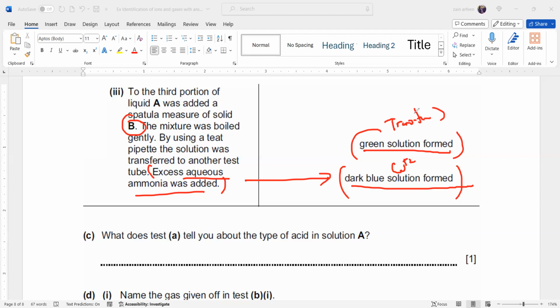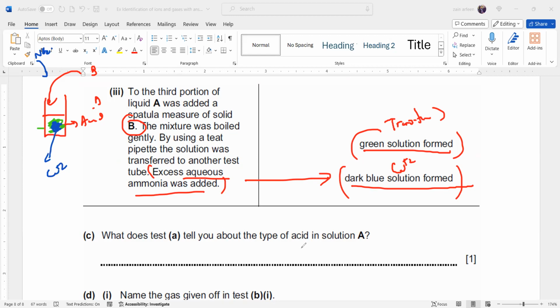Yes, when you burn it, it will give a blue-green flame color. But this is not burning. What we did, we have acid A and we add substance B. When acid A reacted with substance B, the solution turned green. It means the salt which is formed from compound B with A is green in color. But to this substance, when we add aqueous ammonia or ammonium hydroxide, it will form a blue solution. This confirms that the ion which is present is a copper 2 ion. So this is not a flame test. This is a test where we add aqueous ammonia.